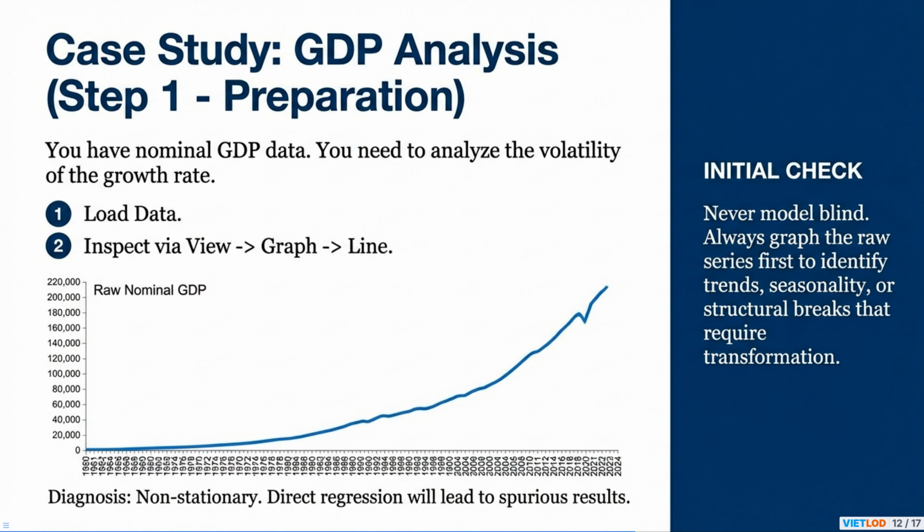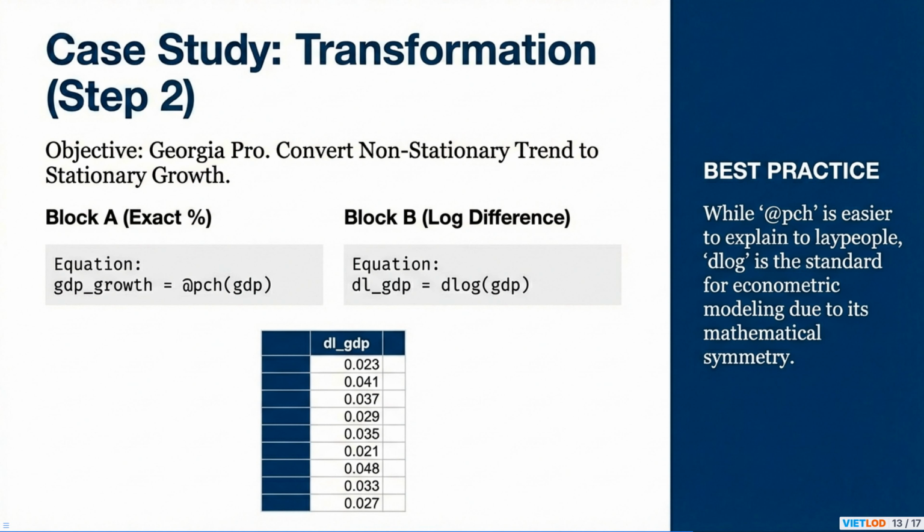The resulting chart of raw nominal GDP clearly shows a strong upward trend. This visual pattern is a classic sign of a non-stationary series. Running a regression directly on this data would likely produce spurious results, meaning we might find a statistically significant relationship that is actually meaningless. The graph shows GDP starting near 0 and growing exponentially to over 20,000. This is a clear indication of a unit root process, which must be addressed before modeling. Now that we've diagnosed the problem of non-stationarity, the next step is to apply a transformation.